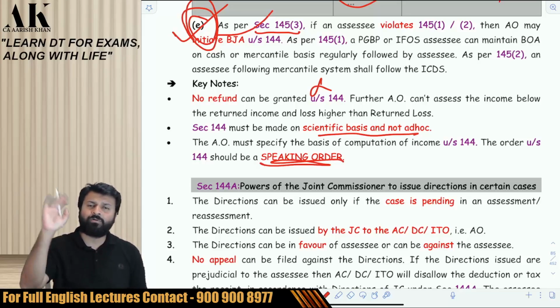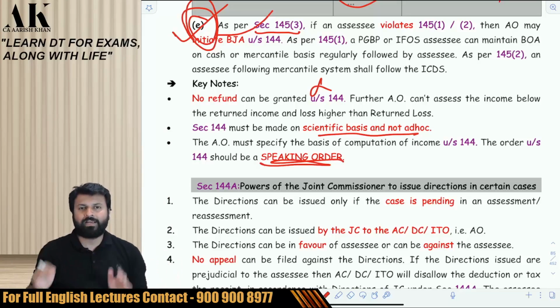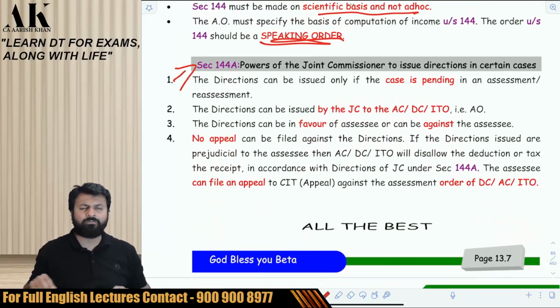You cannot put random amount in the assessment order and say that you have to pay 5 crore tax, 10 crore tax, because you have not filed the return, we will do anything. It is not like that. It has to be very logical. Okay. So this is what section 144 is all about. Let us talk about 144A, one last section of this particular topic, then we'll move on to the next topic.